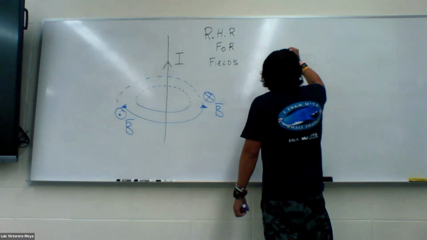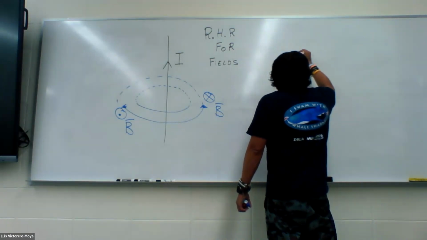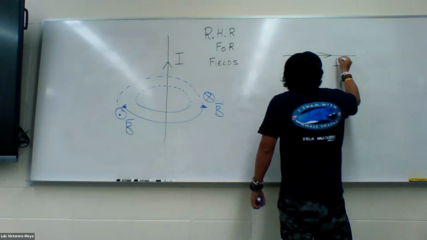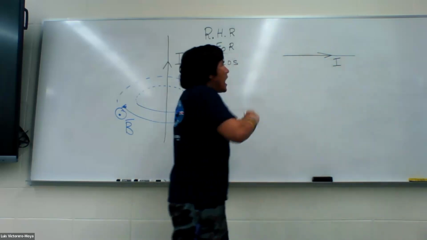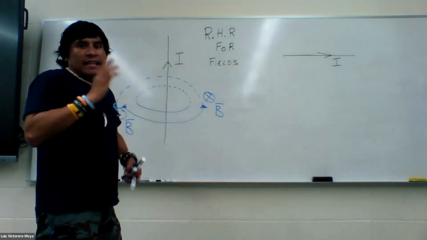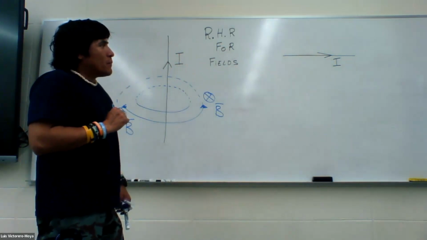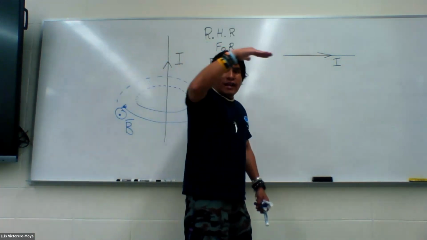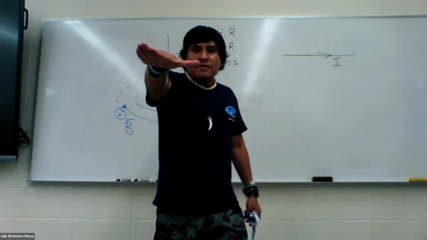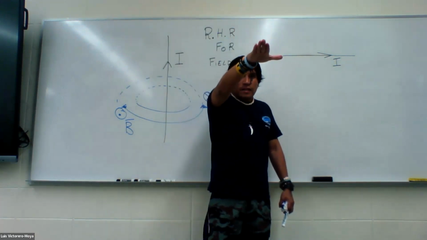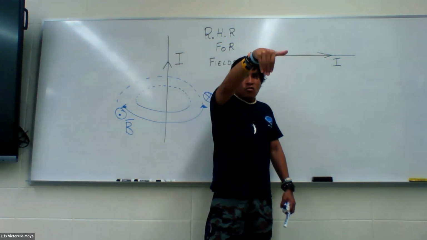If you're given a wire now like this, how do I find the direction of the field now? Now it's about finding the direction of the magnetic fields. You see the wire is going like that. So now my thumb is going to go like this, right? Like that. And then I'm going to do my fingers like this.